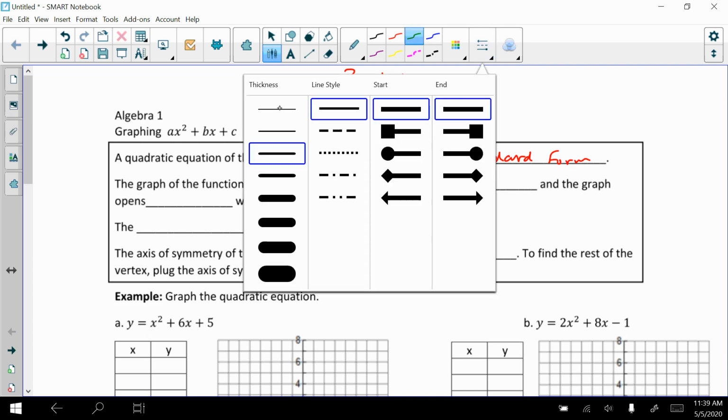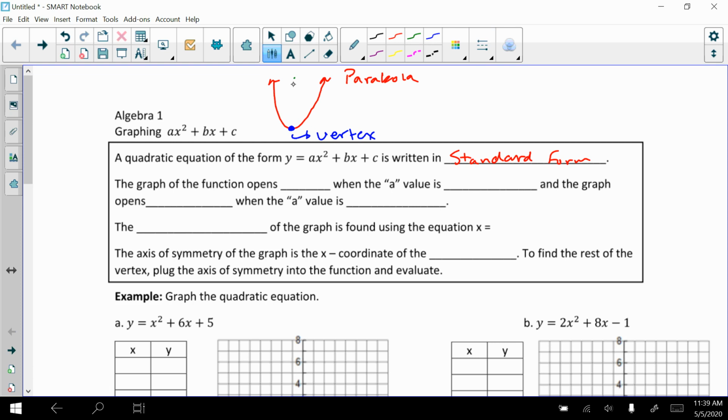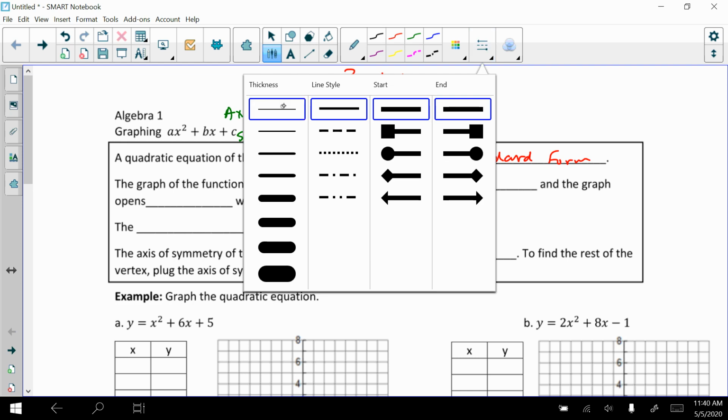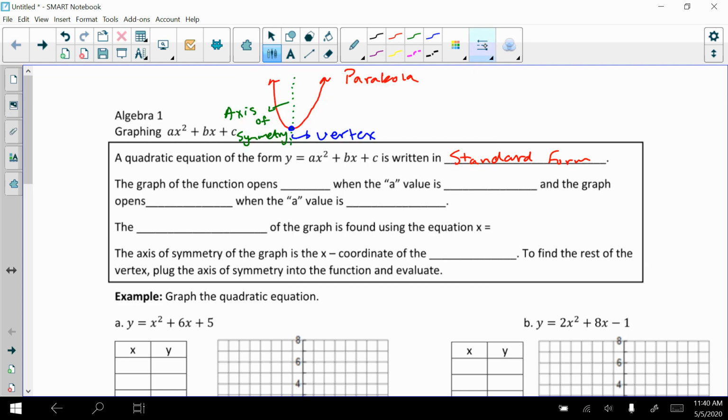We also have the line that goes through the vertex. It splits the parabola in half. We call this the axis of symmetry. Okay, we call that the axis of symmetry because if you flip the parabola around over this line, it's symmetric. One half of the parabola is the same as the other half of the parabola. So those are a few important things that we need to deal with when we're talking about parabolas.